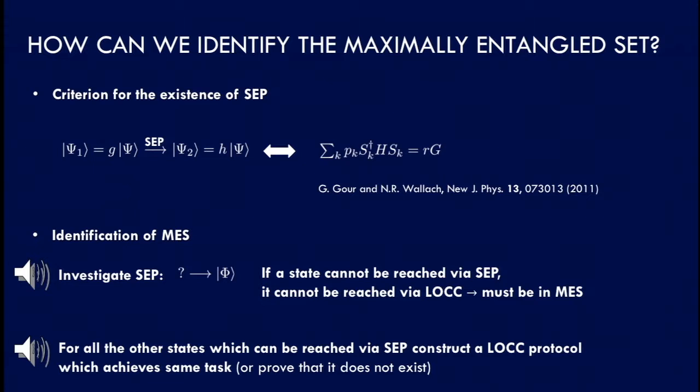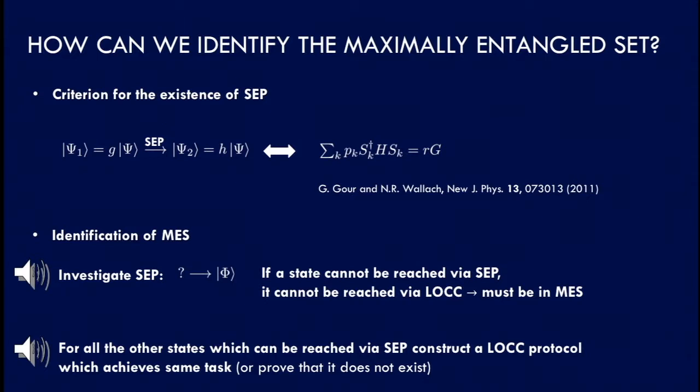Now, the way we use this result in order to identify the maximal entangled set is to first investigate whether, given a state phi, there exists a state psi that can be transformed to phi at least with separable operations. For this we have this simple condition. Of course, if you cannot do it with a separable operation, then you cannot do it with LOCC, because separable operations are a larger subset than LOCC.